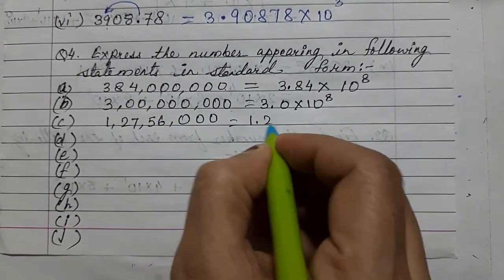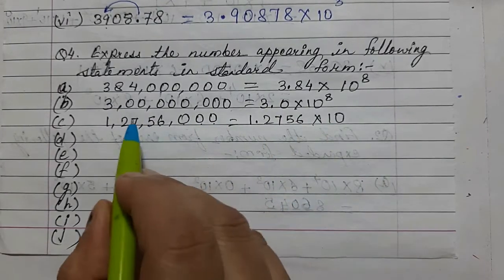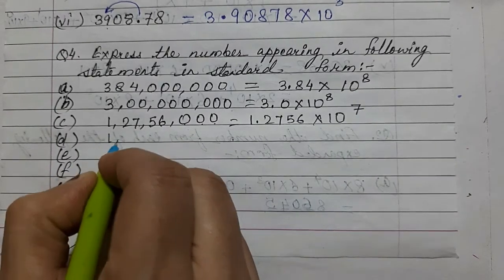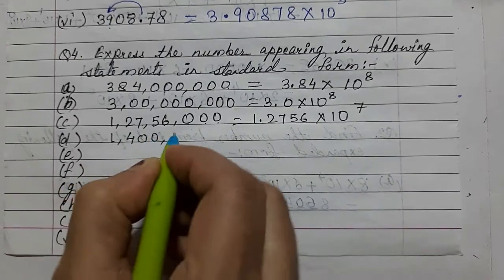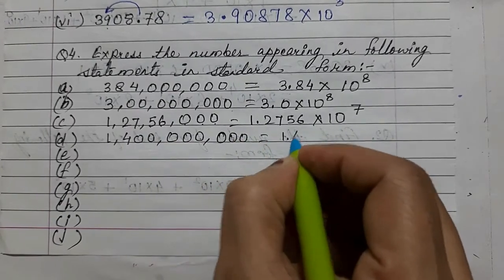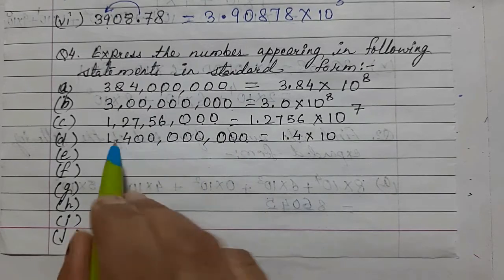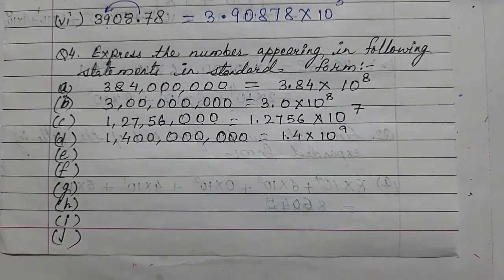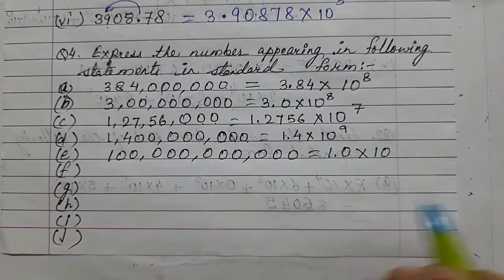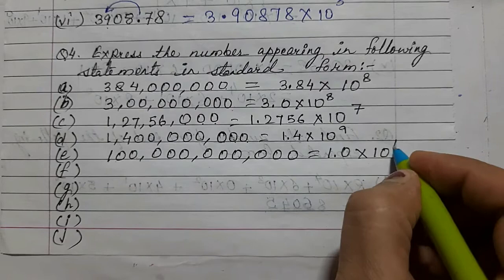Next one, 1, 2, 7, 5, 6 and 0, 0, 0. So 1.2756, 10 to the power 1, 2, 3, 4, 5, 6, 7. Next D, 1, 4, 0, 0, 0, 0, 0, 0, 0, 0. So 1.4, 10 to the power 1, 2, 3, 4, 5, 6, 7, 8, 9. Next E. So 1.0 multiply 10 to the power 1, 2, 3, 4, 5, 6, 7, 8, 9, 10, 11.